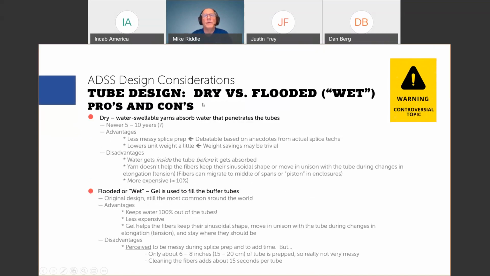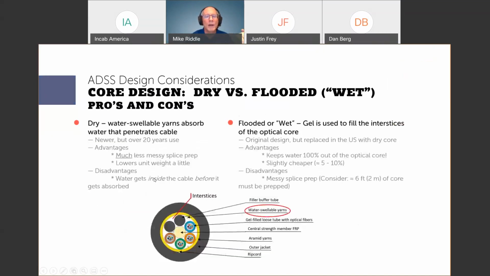Next up, tube design. Like I said, we were going to talk about that in a moment, and that moment is now. So you have dry versus flooded. So just like for the core, dry versus flooded. And in the case of a flooded core, it's the tube itself that's filled with gel. And that's what you see in this little picture here. A dry tube will omit the gel and put one of these water swellable yarns in the tube or a powder. There are different ways it's done.